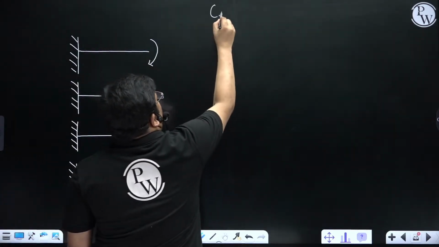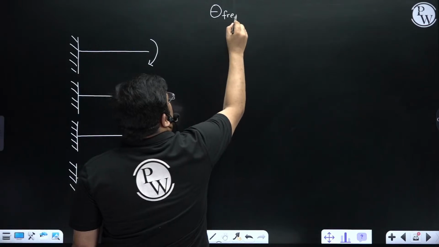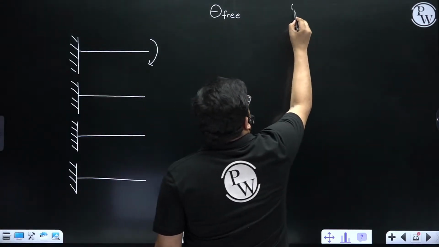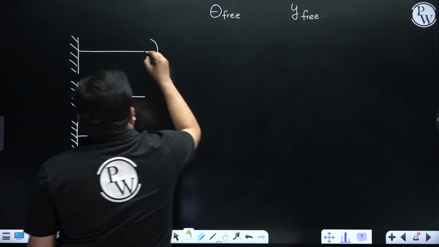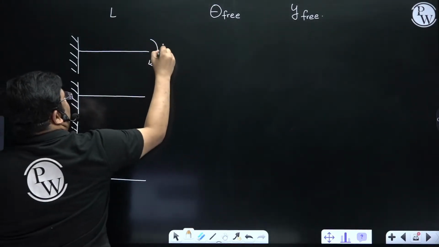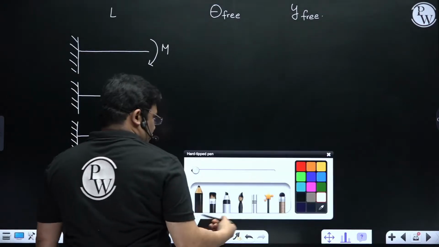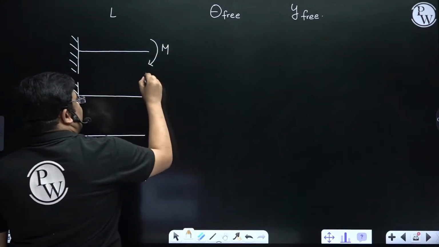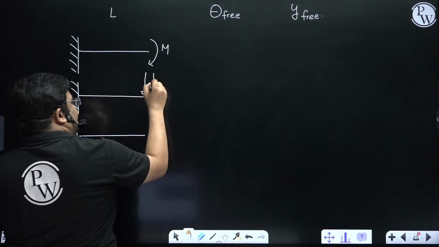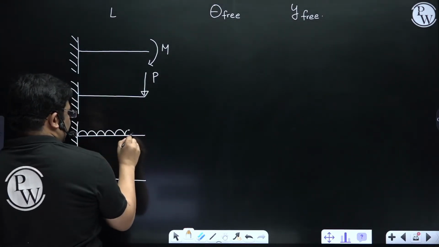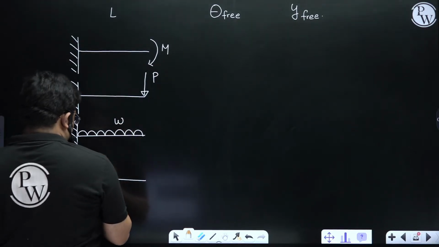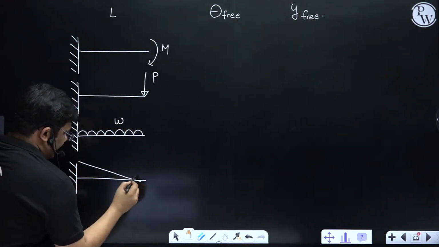So slope at free end, right? And then deflection at free end, right? So everywhere length is L, and suppose moment M is acting. So here moment M is acting, here point load P is acting, right? Here UDL is acting, and then here the last one is a linearly varying load.